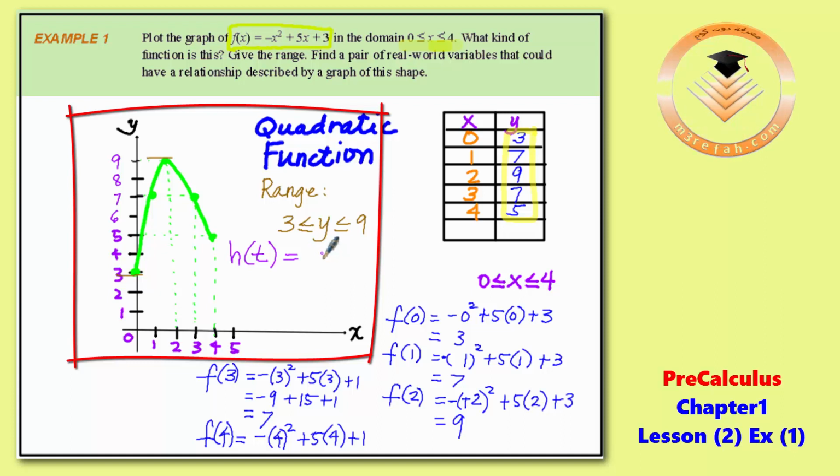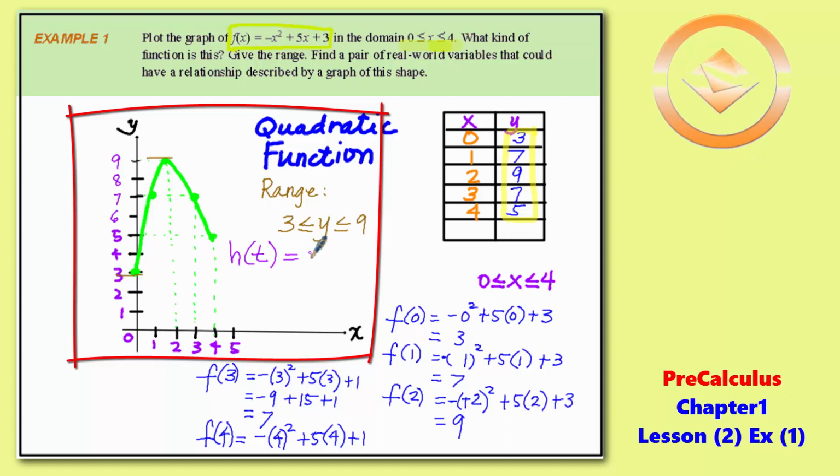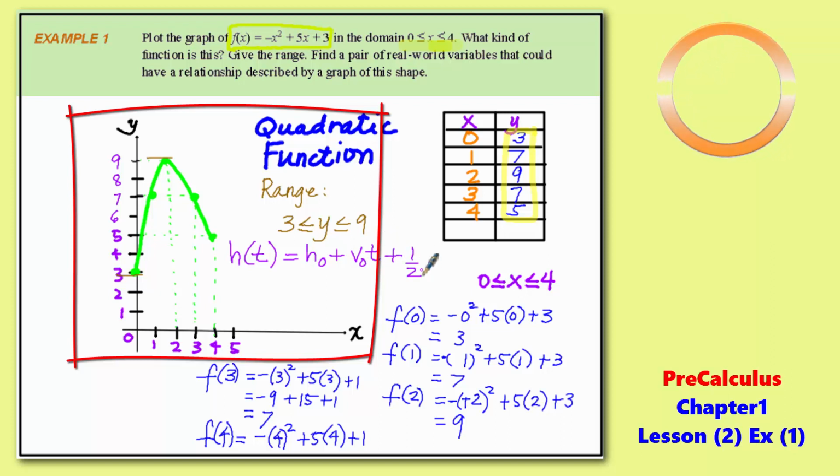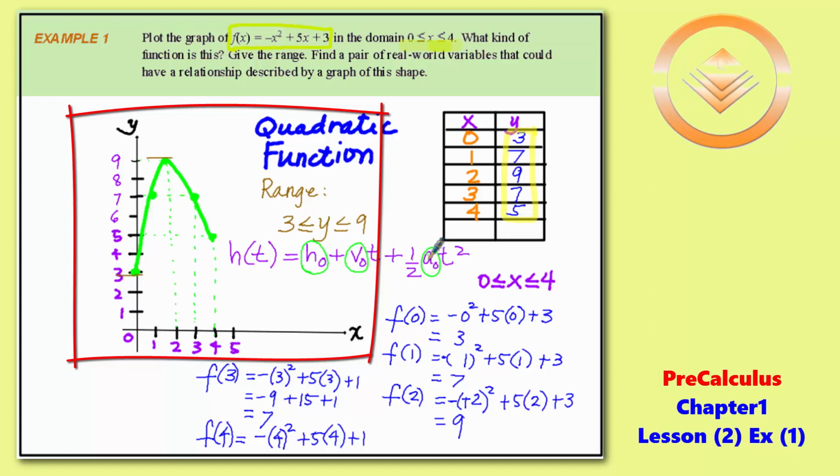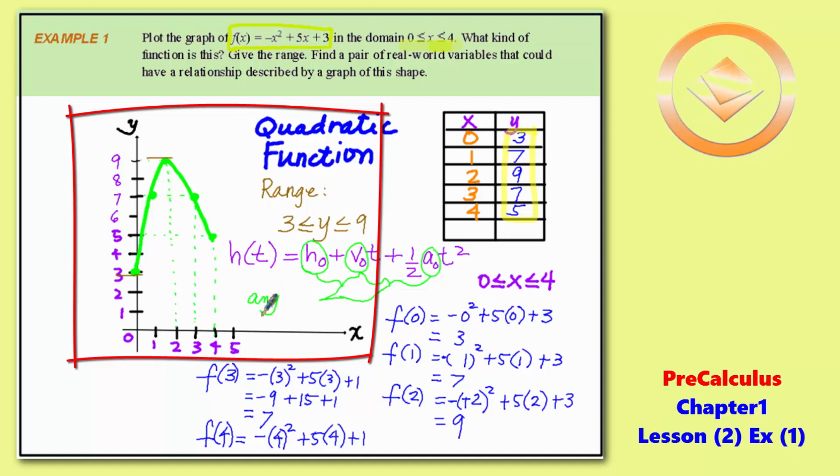So h of t is equal to, in physics, h0 plus v naught t plus 1/2 a naught t squared, where our h0, our v naught, and our a naught are any random numbers, any element of real numbers.